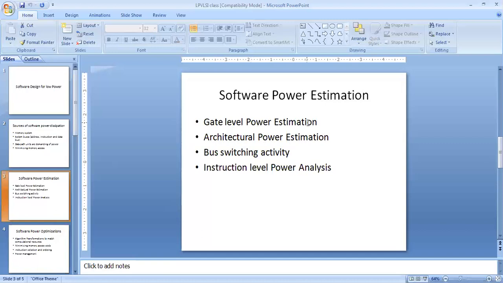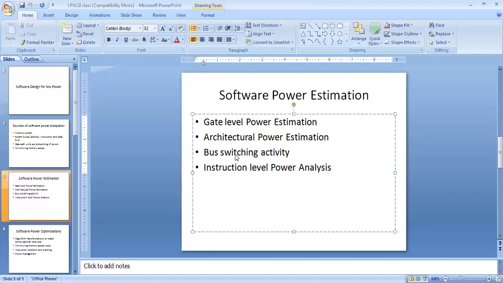Gate level power estimation gives the details about the parasitic values. Architectural power estimation tells which components of the processor are active during the execution of an instruction. That is the detail this architectural power estimation gives. Then the next one is bus switching activity.